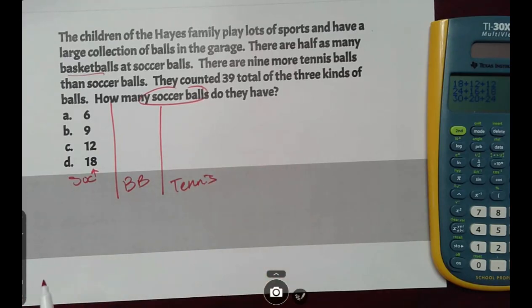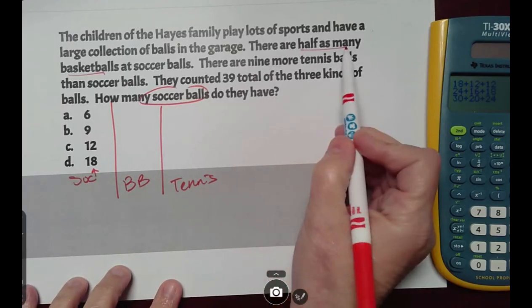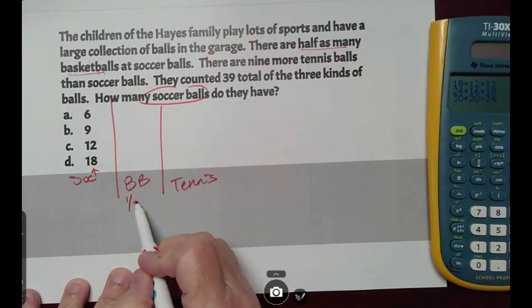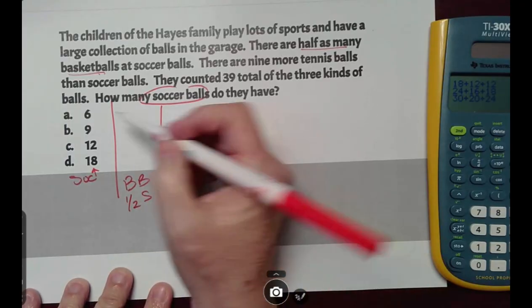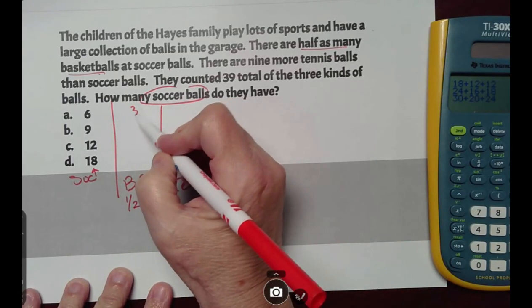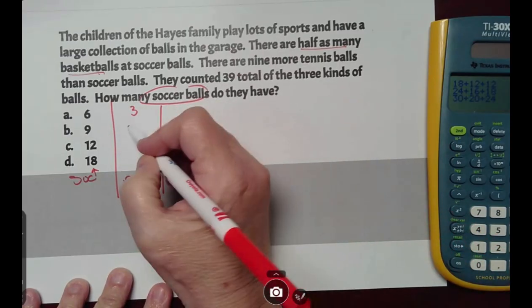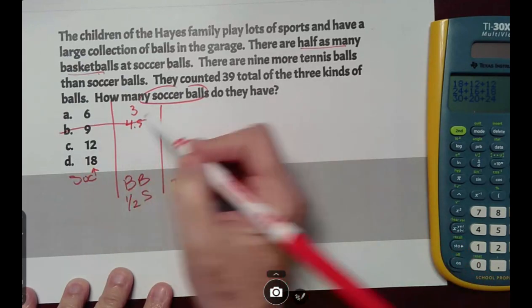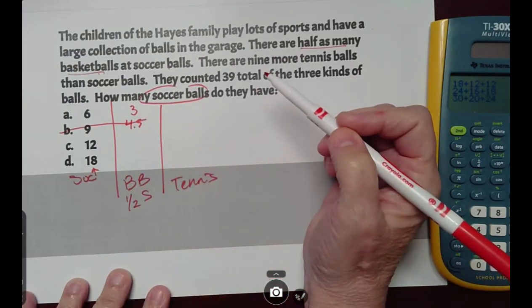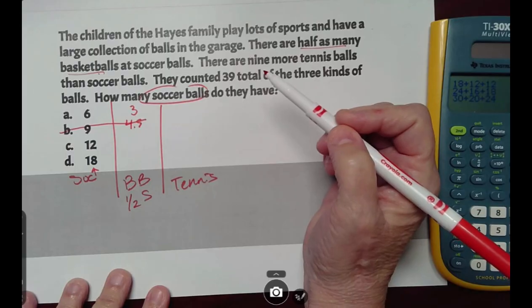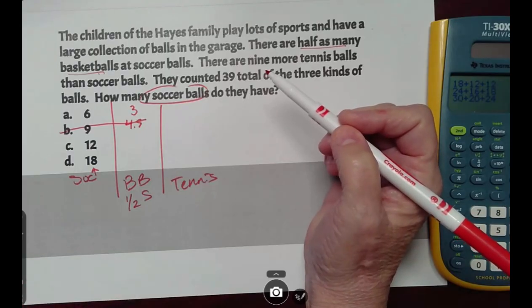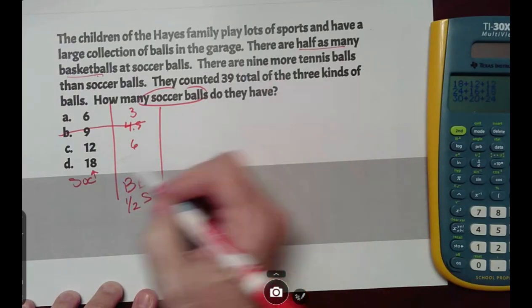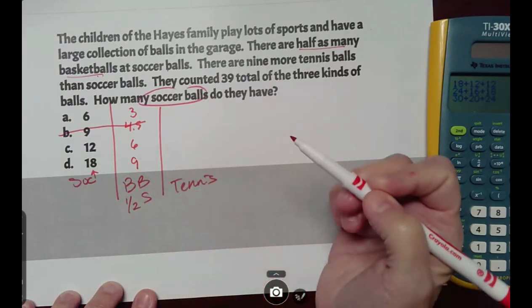So let's look at what the question tells us. There are half as many basketballs as soccer balls. So half as many, half soccer. If they have 6 soccer balls, they have 3 basketballs. If they have 9 soccer balls, they have 4.5 basketballs. Can you have half a basketball? No. I can eliminate that one and not even go any further. That's a common sense kind of thing. So throw that answer out. 12: half of 12, they would have 6 basketballs. Half of 18, they would have 9 basketballs.